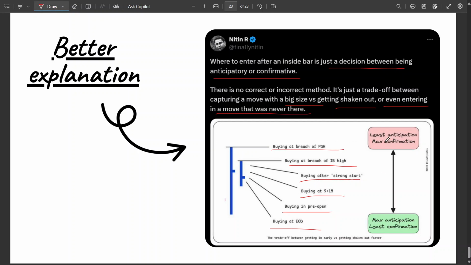So this is kind of a structure of least confirmation, max anticipation, and max confirmation, least anticipation, right? If you're buying too early, then that is more of an anticipatory move, versus you're buying after the confirmation of, let's say, a breach of the mother candle high or the inside bar high. So that is the max confirmation kind of a move, right?